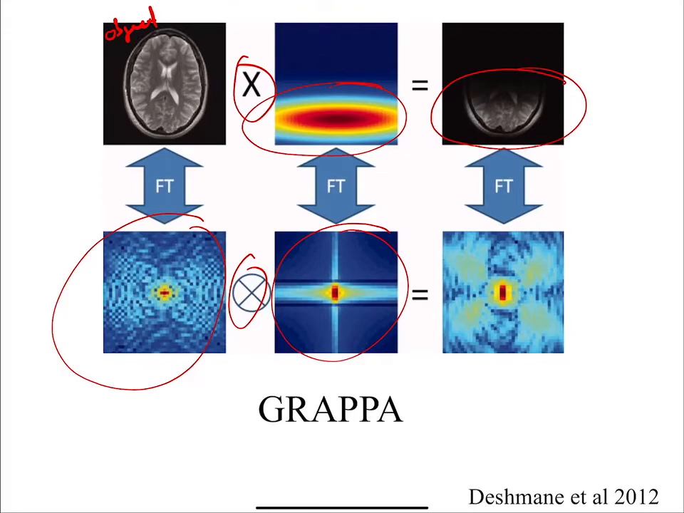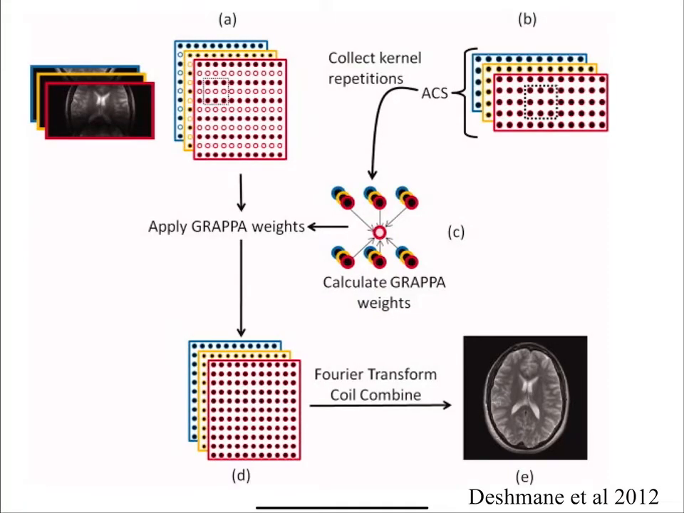And so what that means is, if I skip lines in k-space now, I can estimate what the missing line should have been, as long as I know what that blurring function was. And so this is another way of going about it. That's the other way of doing parallel imaging. Okay.